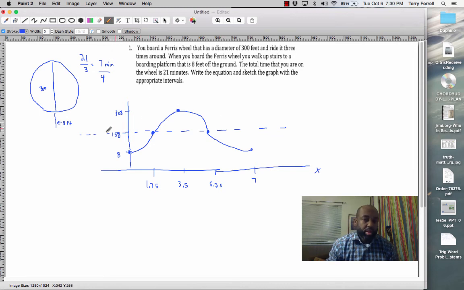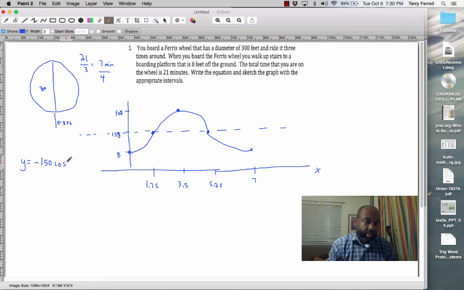Next, to write your equation, remember I'm looking for an equation y equals, it's either a sine or cosine function. This starts at the minimum value, so it's going to be negative cosine. Because if it started at the maximum value, it would be positive cosine. So it's going to be negative, and my amplitude is the difference between here and here. My amplitude in this case will be 150. So that's why that's 150.